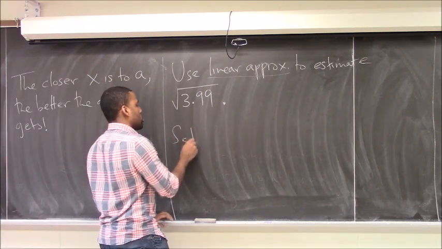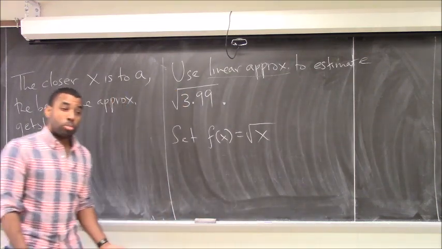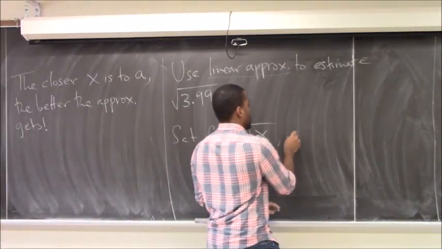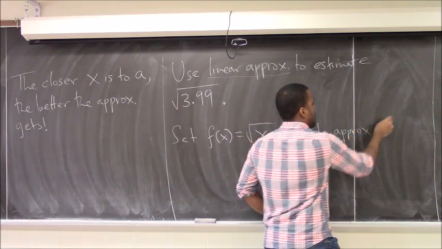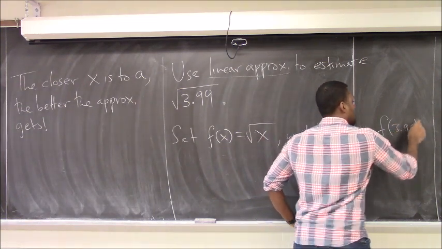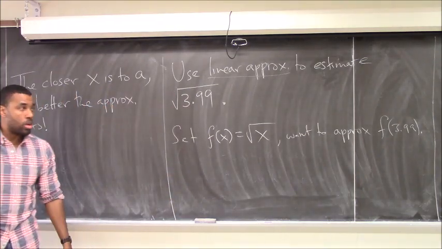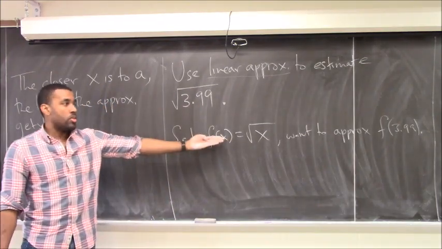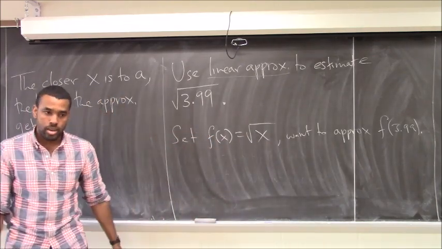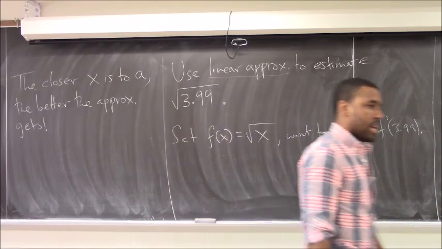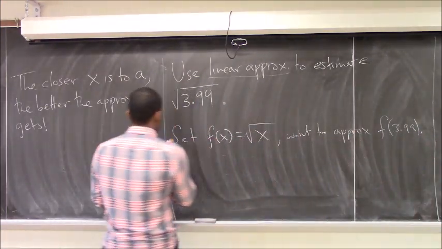So here what you would do is you'd set f of x equals the square root of x, right? What you want to approximate, we want to approximate f of 3.99, right? That's going to be our goal. So I choose a function to look like the kind of expression I want to approximate. And really what I want is, what is the value of this function when I plug in x equals 3.99? Now I don't know that off the top of my head, and I don't really know what the answer is.